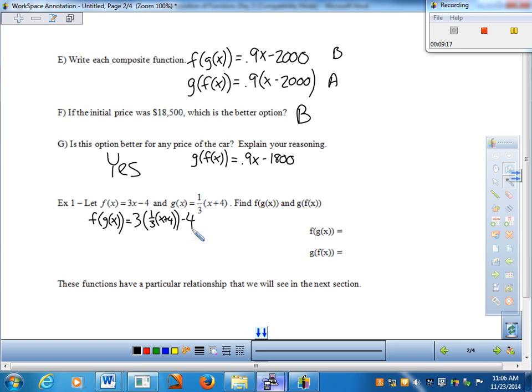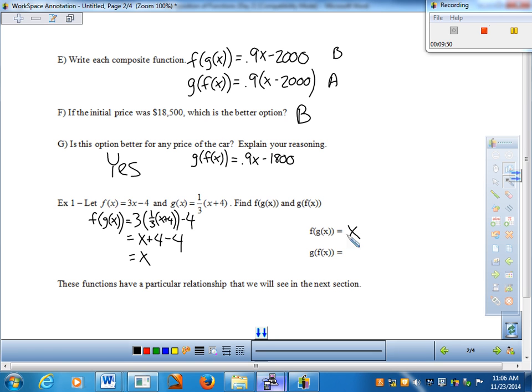Let's see. In this case, obviously, multiplication comes before the subtraction. So let's do 3 times 1/3 times x plus 4. What do you guys happen to notice about the 3 times 1/3? Should just be 1, right? So I'm seeing this. Those kind of just cancel out, and you just get x plus 4 minus 4. And, well, the 4s then cancel out, and you end up getting x. So f composed of g of x is actually just x.